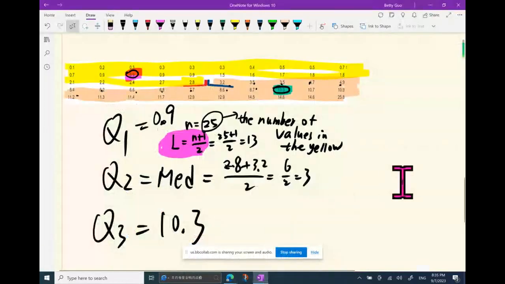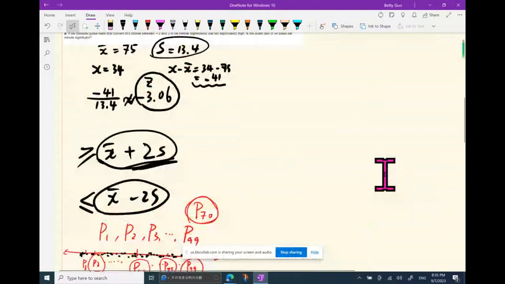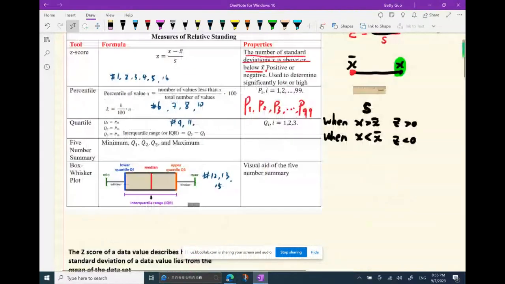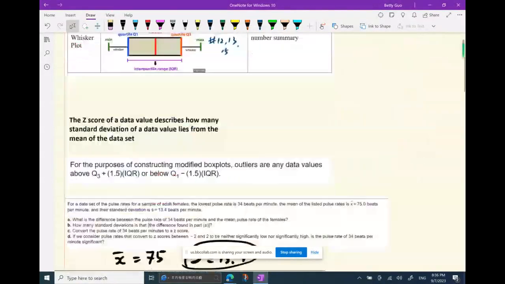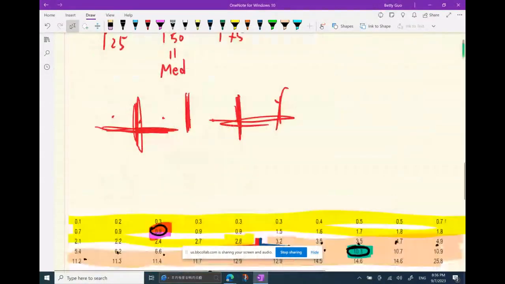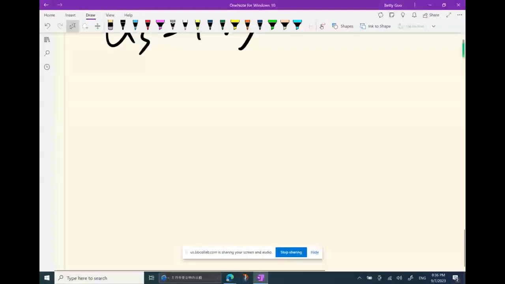Thank you. So that is quartile, right? Yeah, that's quartile. And the next measure of relative standing, another way to help us understand where a specific value stands in the sample set, is called a 5-number summary. Okay, next one is a 5-number summary. Let me write it down.